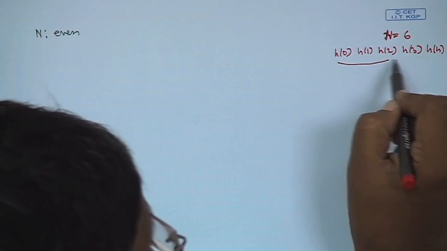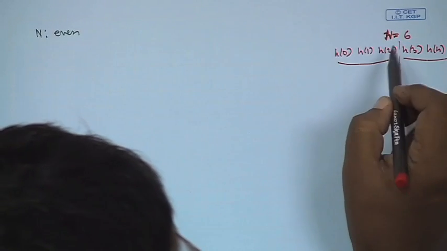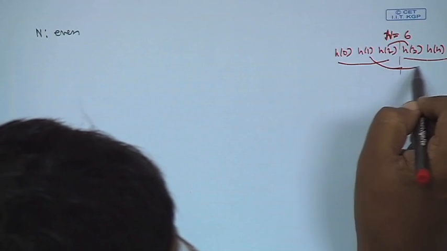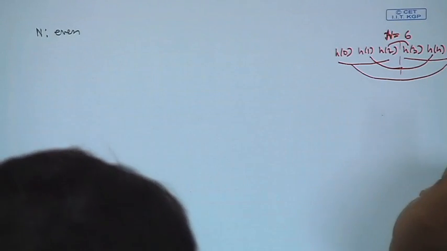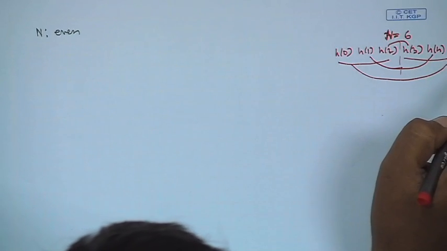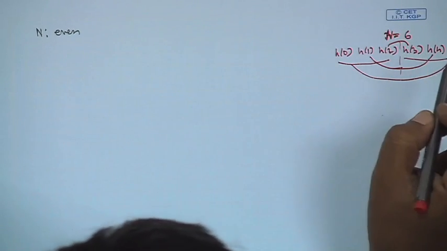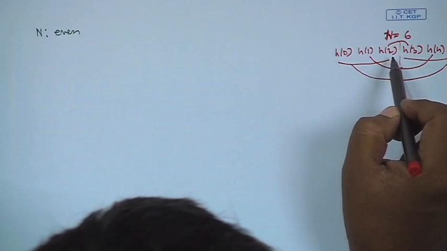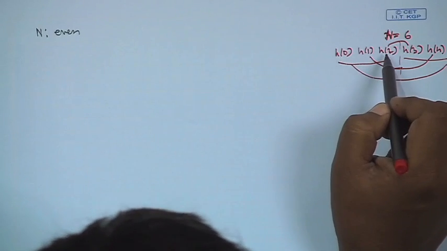One half is on this side, another on this side, and I will put a mirror here, and I will impose this condition: H 2 equal to H 3, H 1 equal to H 4, H 0 equal to H 5. So, one half will be n by 2, another half will be n by 2. N is 6, n by 2 is 3. So, there will be 3 terms here, which go from 0, 1 up to 2.